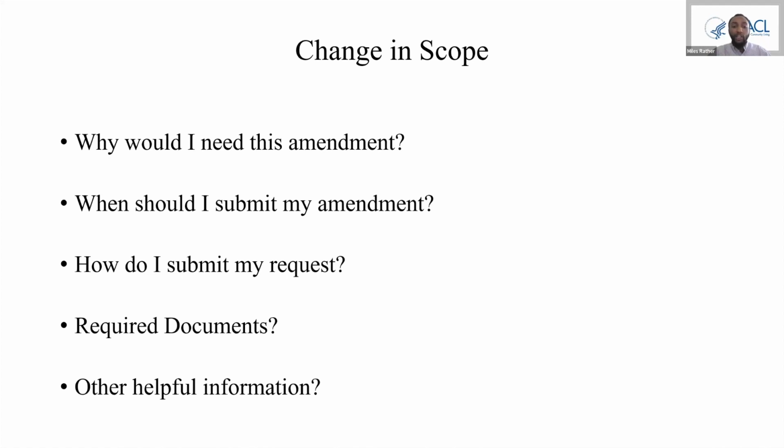How do I submit my amendment? You will submit it as an amendment, of course, in Grant Solutions. This amendment type is type 8 and is labeled ACL change in scope. Required documentation for a change in scope: you will need a dated cover letter signed by your AOR, including your grant number, organization name, effective date of change when it comes to your objectives, and a summary of the change in scope. This means a written explanation of why the change in scope is needed, including the reason for the change and a summary of activities that will or will not be completed as a result of the change. And finally, you will also need an updated work plan and a budget narrative to follow.